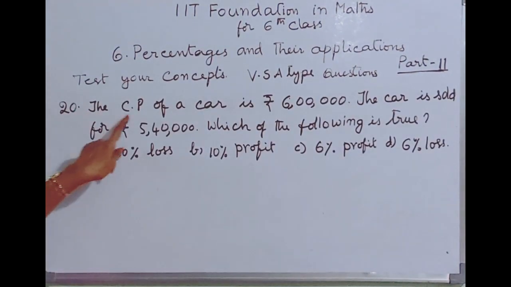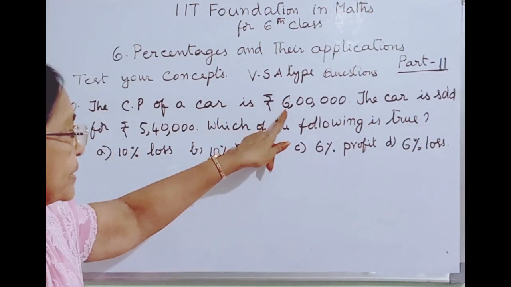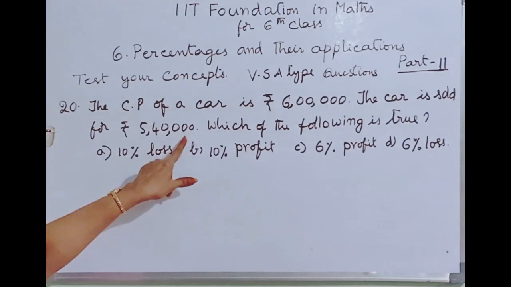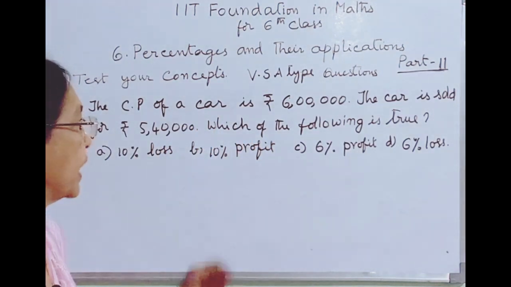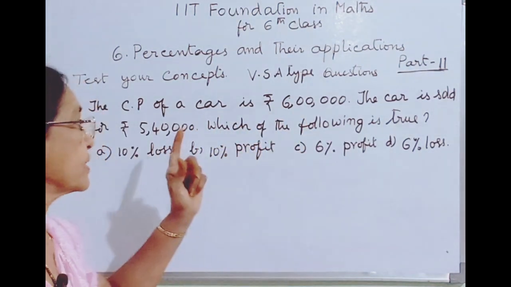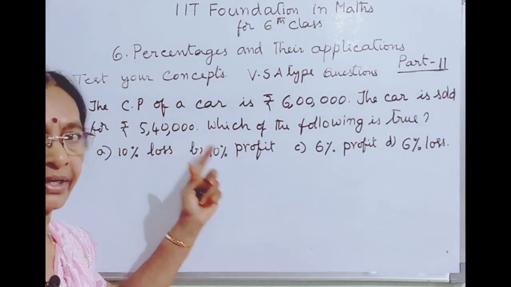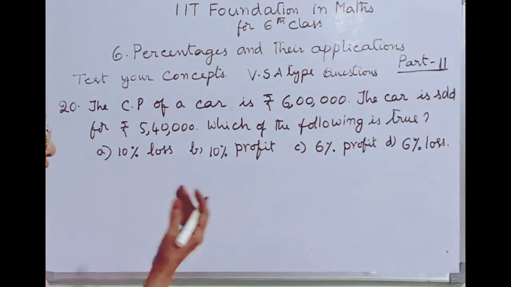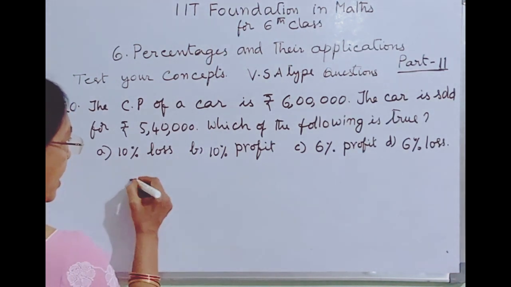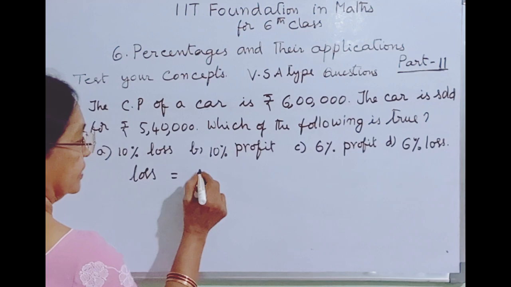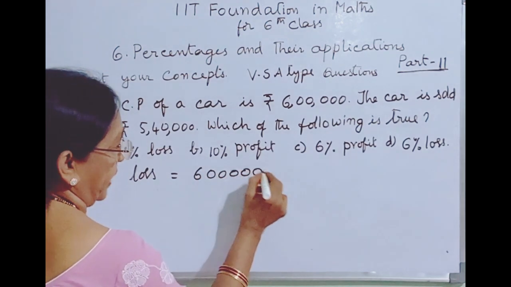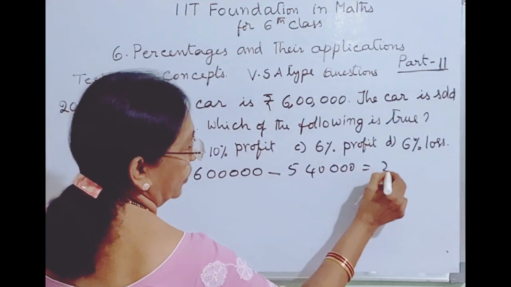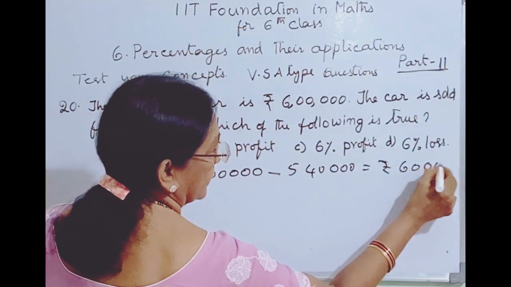Next, 20th problem. The cost price of a car is rupees 6 lakhs. The car is sold for rupees 5,40,000. Which of the following is true? Cost price is 6 lakhs. Selling price is 5,40,000. So selling price is less than the cost price. Therefore there is a loss in this transaction, and the loss is 6 lakhs minus 5,40,000, which is equal to rupees 60,000.